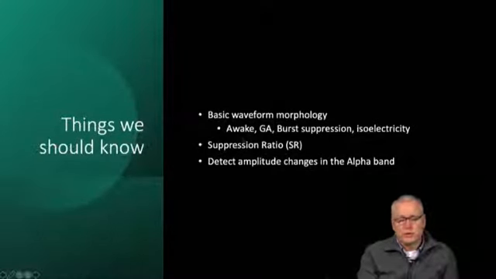Things I think we should know. We should know basic waveform morphology as mentioned, awake versus general anesthesia versus burst suppression versus isoelectricity. We should be able to identify the suppression ratio. And we should be able to pick out the alpha band and look at the amplitude.